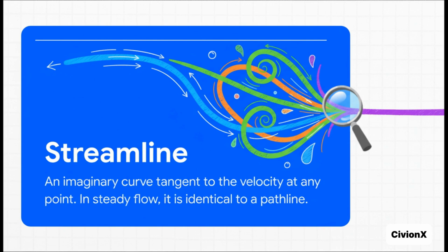But here is the absolute key takeaway, the part that makes this so useful. When the flow is steady, and that just means nothing's changing over time, the path line, the streak line, and the streamline all become the exact same line. It's an incredibly powerful simplification that engineers rely on constantly.